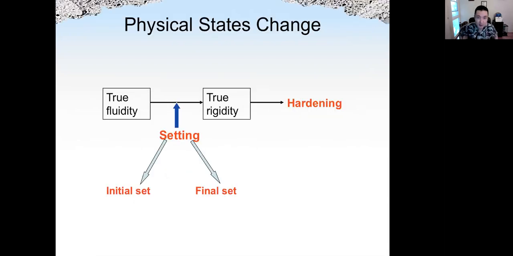Alright, so then let's look at the chemical reaction in more detail. We know we have setting time. We have initial set time and final setting time. Those are the two times between true liquid and the true solid, the true rigidity of the concrete. And then concrete will continue to gain strength for several weeks.